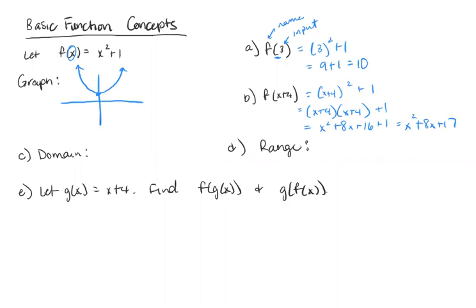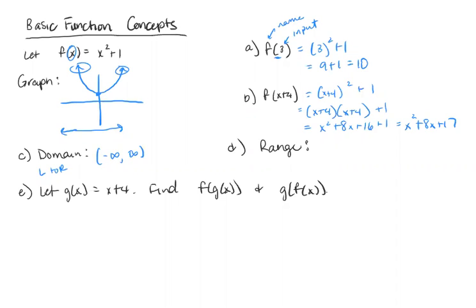Okay, then for the domain. So when you're looking at domain, you want to think left to right. So how far left does our function go? How far right does our function go? You can see the arrows at the top of the function pointing left and right forever. So our function starts at negative infinity and goes to positive infinity.